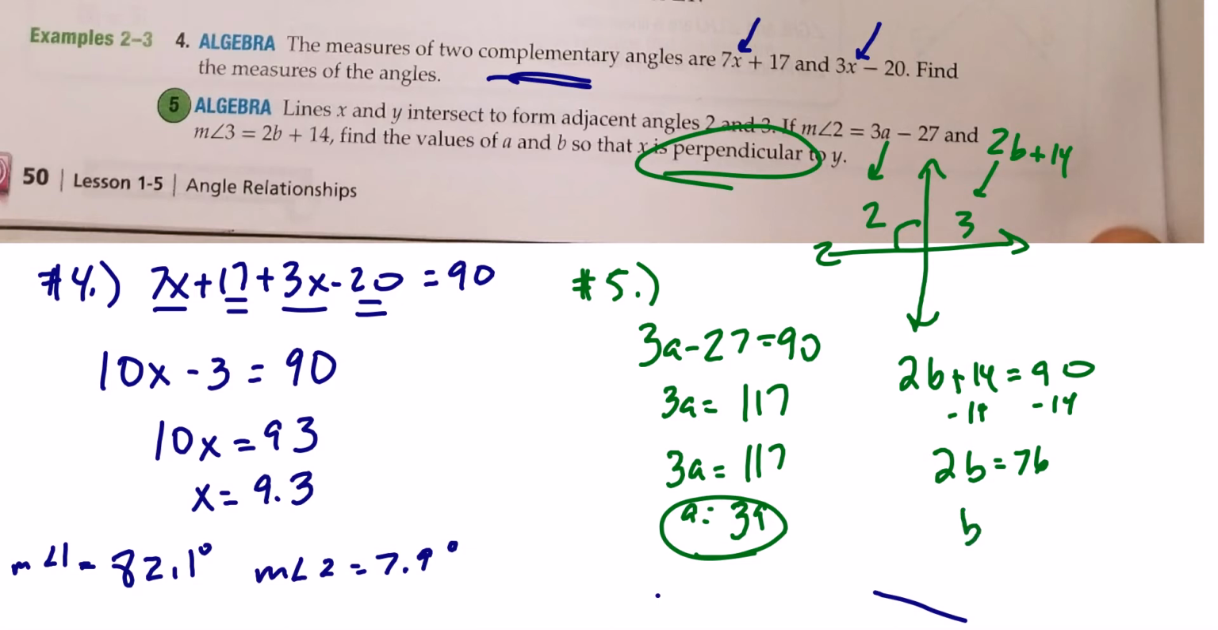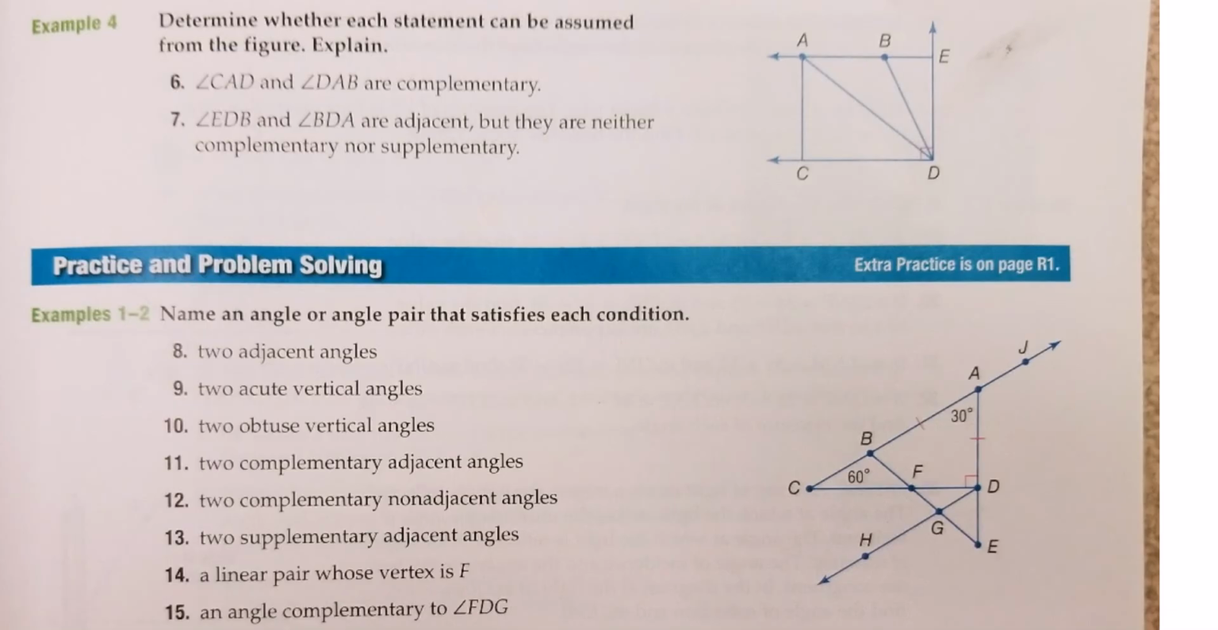Now I divide by 2, I get b equals 38. That's it for b. Alright, determine whether each statement can be assumed from the figure.